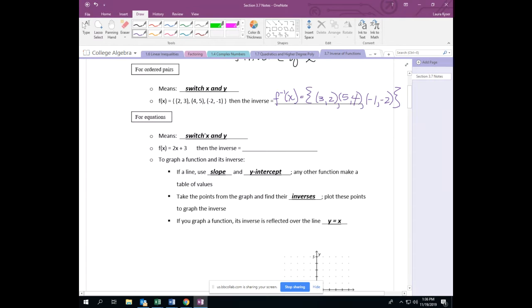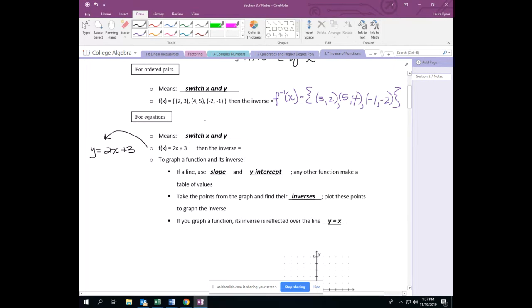For equations, we have to switch the x and y and then resolve for our new y. So in this original function here, I don't have enough room, so I'm going to come over here to the side. First of all, this is written in function notation, which means that it currently does not have a y. But if you remember from when we originally talked about functions, f of x and y mean the same thing. So I can rewrite this originally as y equals 2x plus 3.